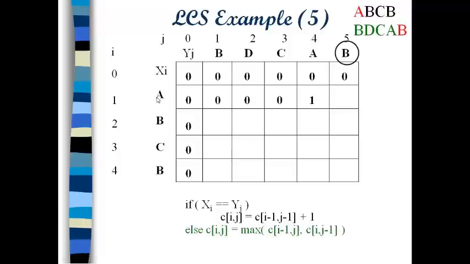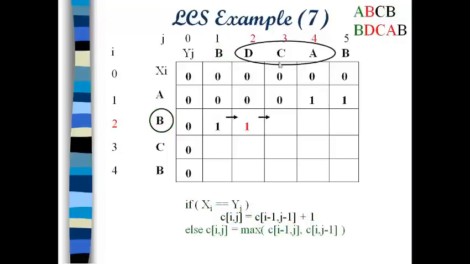Again check A and B, mismatch, so we'll choose the maximum value between this and this, it will be 1. We'll check B and B, match, so we'll add 1 to this 0, it will be 1. Again check B and D, mismatch, so we'll choose the maximum value between this and this, it will be 1. Again check B and C, mismatch, it will be 1. We'll again check B and A, mismatch, it will be 1. We'll again check B and B, match, so we'll add 1 to this 1, it will be 2.